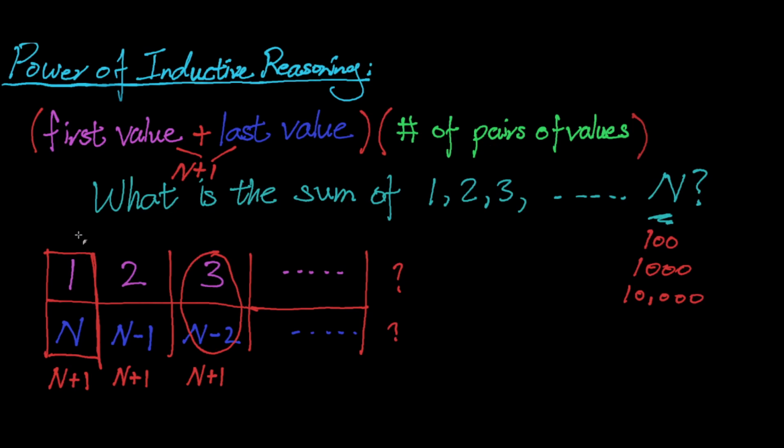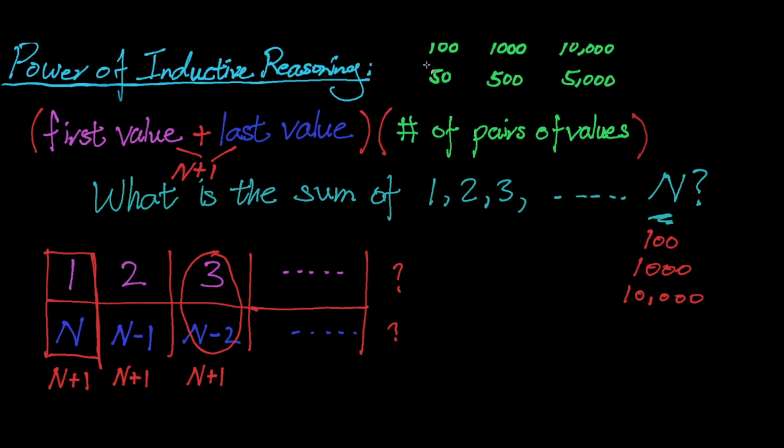Well, same thing as before. The pairs of values has already been counted for us. Before, when we had 100 values, we had 50 pairs of values. If you have 1,000 values, we would have 500 pairs of values. And if we have 10,000, we have 5,000.